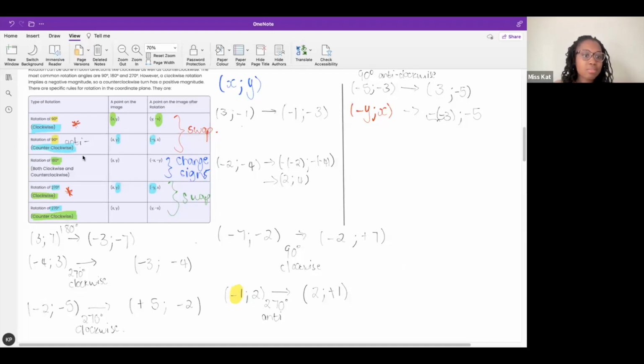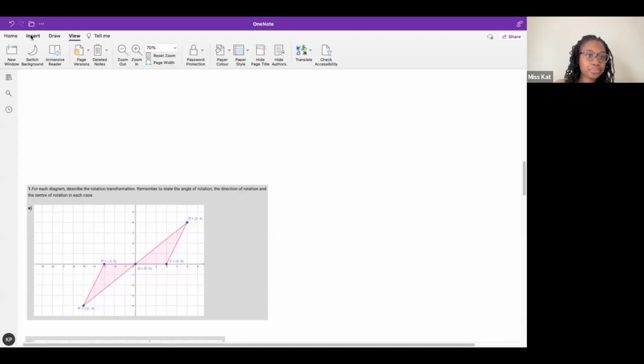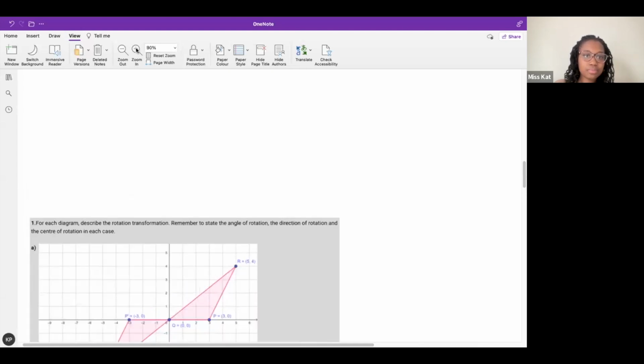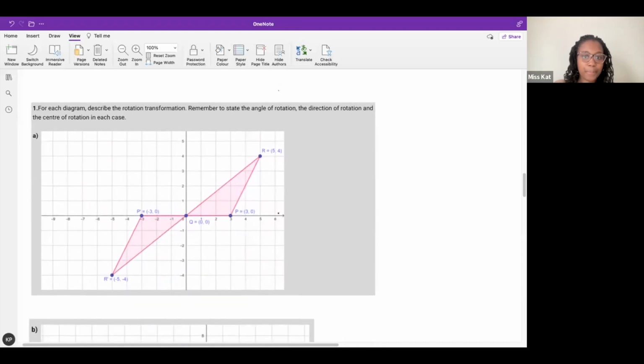Before I move on, guys, make sure you have this table, especially on screenshot. You are going to need it. You are about to need it now. We're going to use it. Okay. Hopefully screenshotters have screenshotted. There we go.